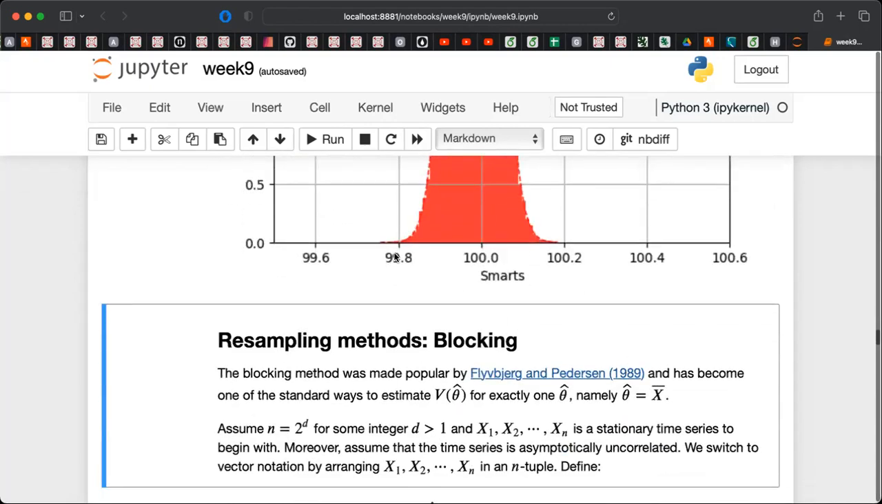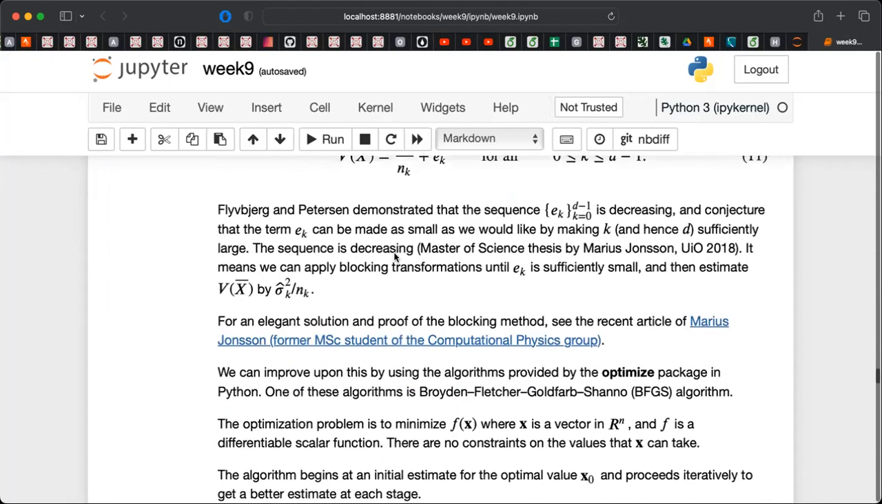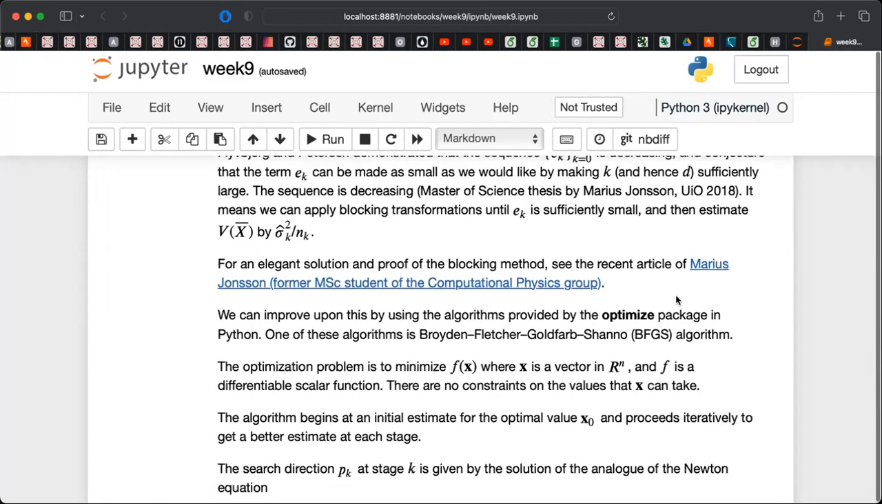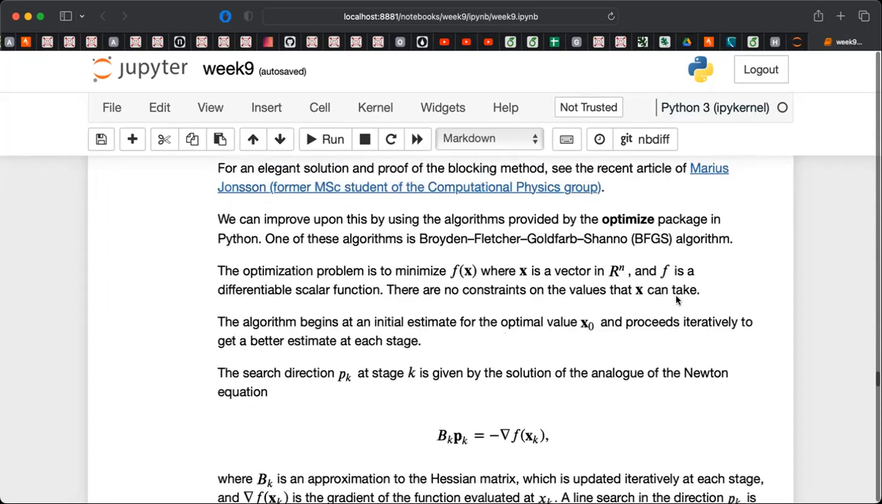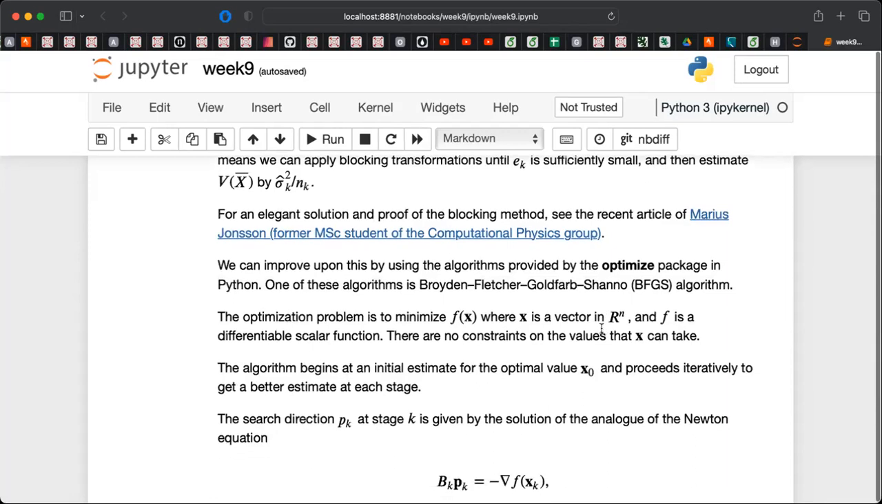Okay, so let's now continue here and go down and take a look at the blocking method. This is based actually on Mario's master thesis, which was published as a scientific article afterwards. So what I have here is a calculation of this 2-electron case, where I use this method by Broyden, Fletcher, Goldfarb, Shanno, which we discussed the week before the previous week.